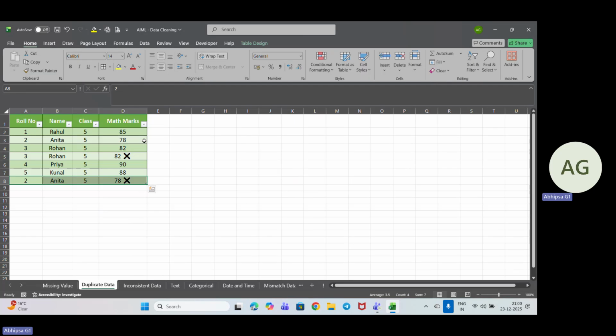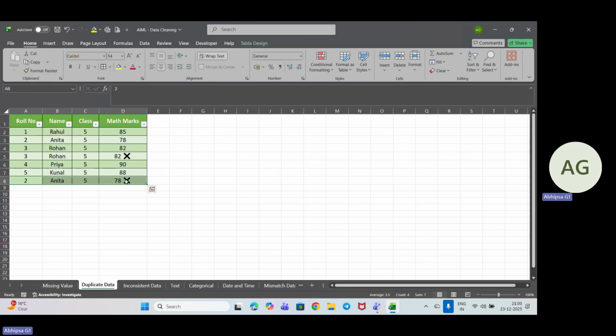That is, one is exact duplicate, another is partial duplicate. Exact duplicate means all of the data are the same: the roll number, the name, the class, the marks, right? So that comes into exact duplicate. There is a partial duplicate also.